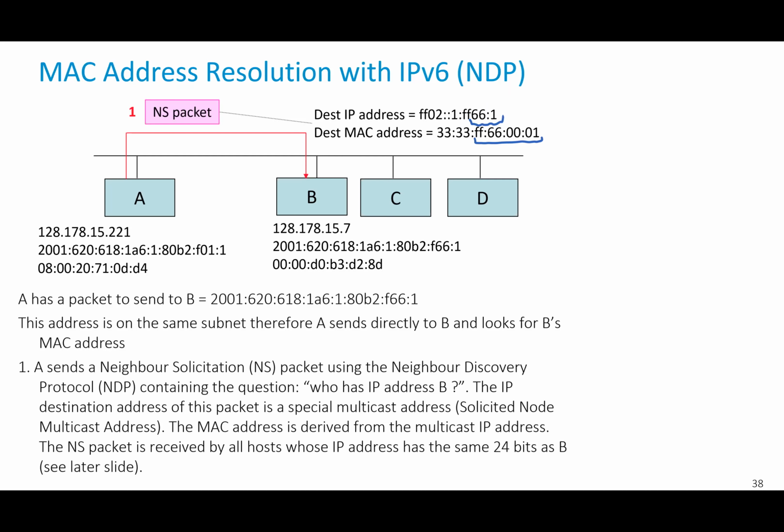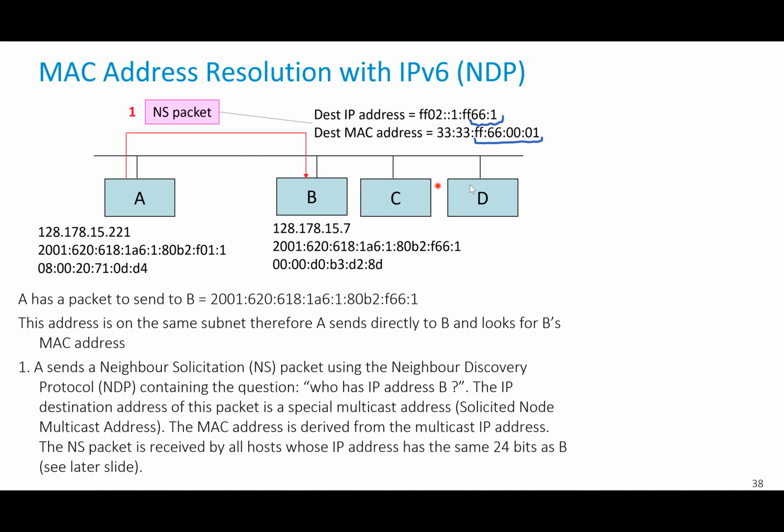Who will receive this packet? Well, all hosts that subscribe to this multicast address. We will see a bit later when we talk about multicast. The way multicast works is that you need to actively subscribe to a group. By default, the operating system of any IPv6 machine automatically subscribes to all the solicited node multicast addresses that have the same 24 ending bits as the IP addresses of this machine. In this case, certainly B will receive it.